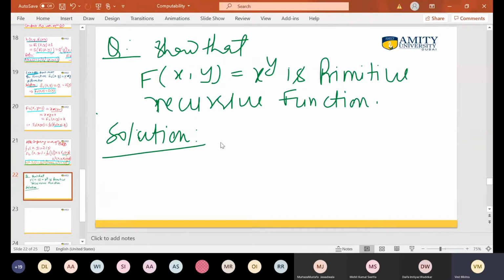You have to calculate f(x,0), then f(x,y+1), and both if you can write in the form of the primitive initial function. If you are able to write in the form of initial function, you can say this is primitive recursive. That's it.